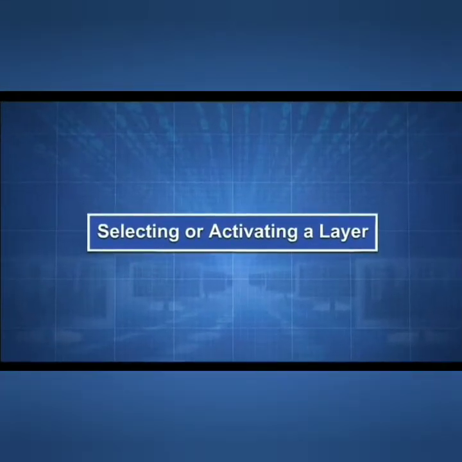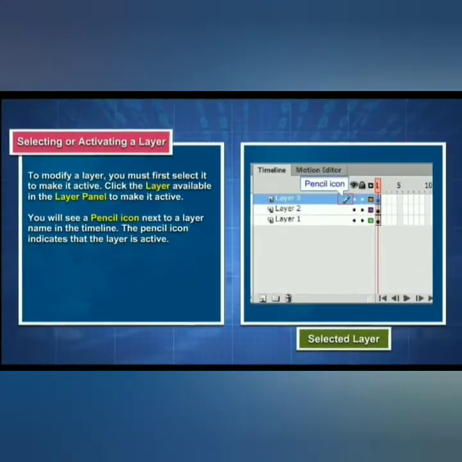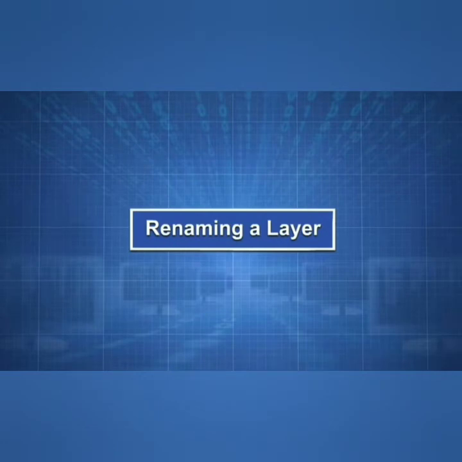First one is selecting or activating a layer. To modify a layer, you must first select it to make it active. Click the layer available in the layer panel to make it active. You will see a pencil icon next to a layer name in the timeline. The pencil icon indicates that the layer is active.